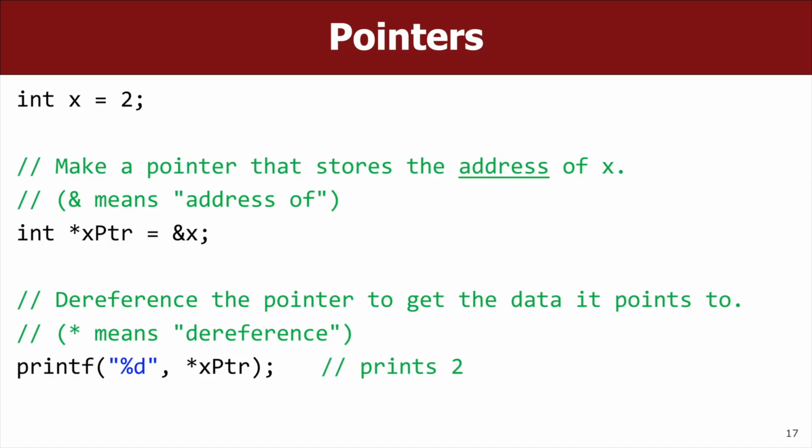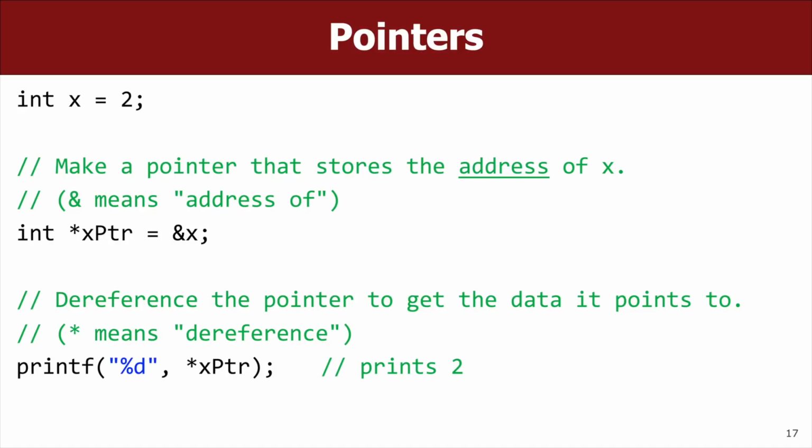If we have an int x equals 2, and we want to make a pointer that stores the address of x, we can use the ampersand operator, which means address of. So we say int star x_pointer equals ampersand x. This would store the address of x inside of x_pointer. If we have a pointer and we want to get the data it points to, we can use the star or dereference operator. And so if we say star x_pointer and we print out that value, it will print 2 because that is what x_pointer points to.